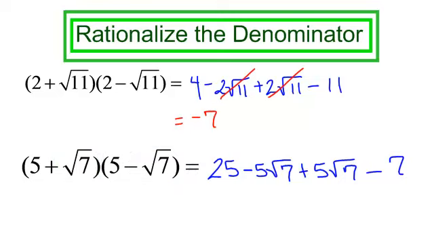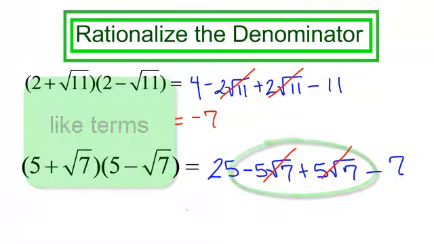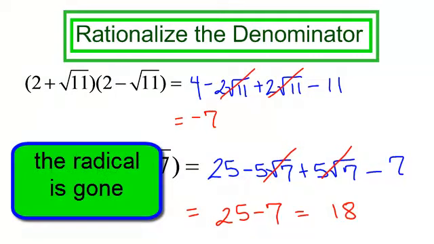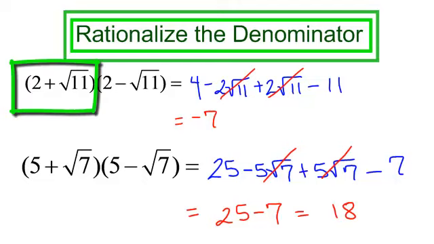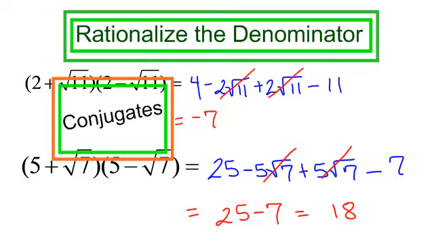We have some like terms. A negative 5 radical 7 and a positive 5 radical 7 will cancel out. 25 minus 7 will be simply 18. The radical is gone. We have a word for these binomials. We now have a binomial such as 2 plus radical 11. The word for 2 minus radical 11, we call them conjugates.